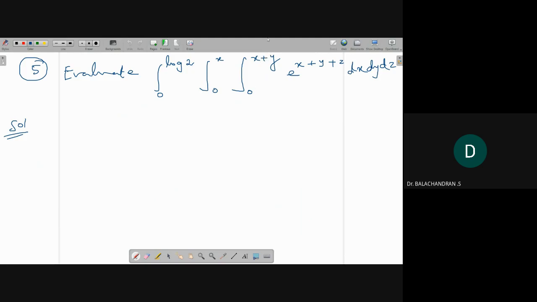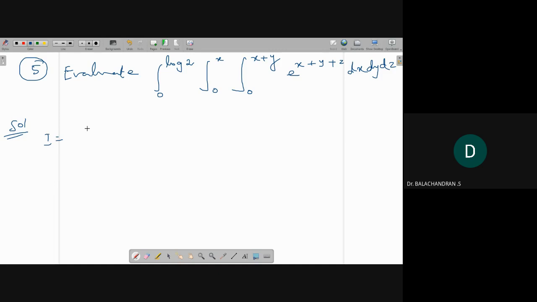Okay, so look here. What is varying here? Z. Very good, Z is varying. Okay, what is varying next? Y. And the last one, X. Okay, very good. I think now you got it.